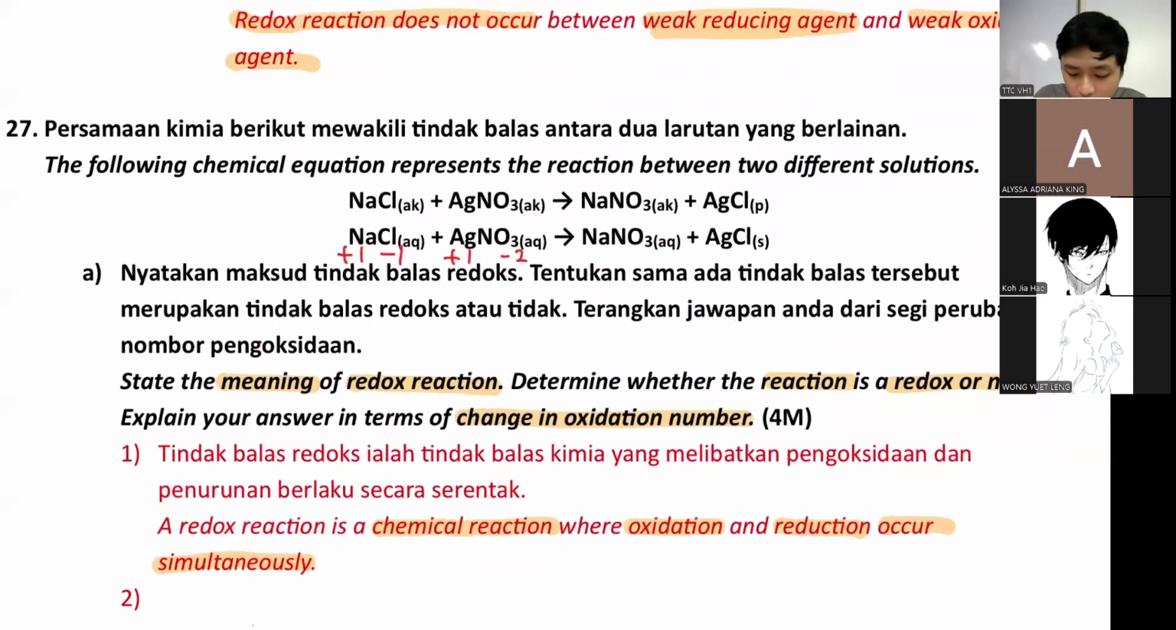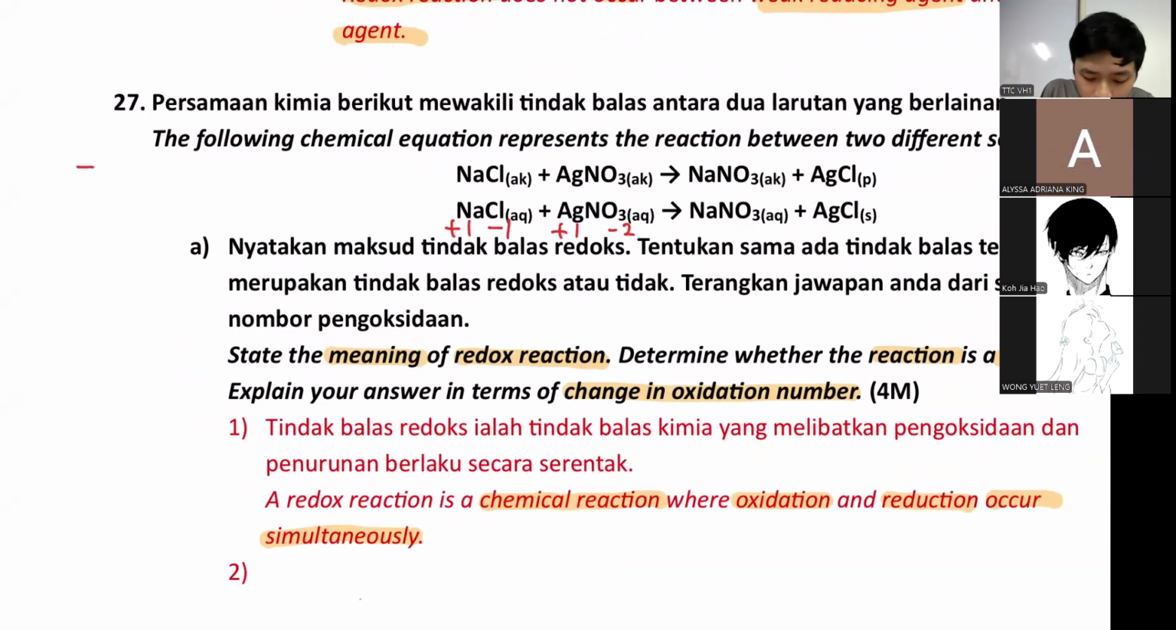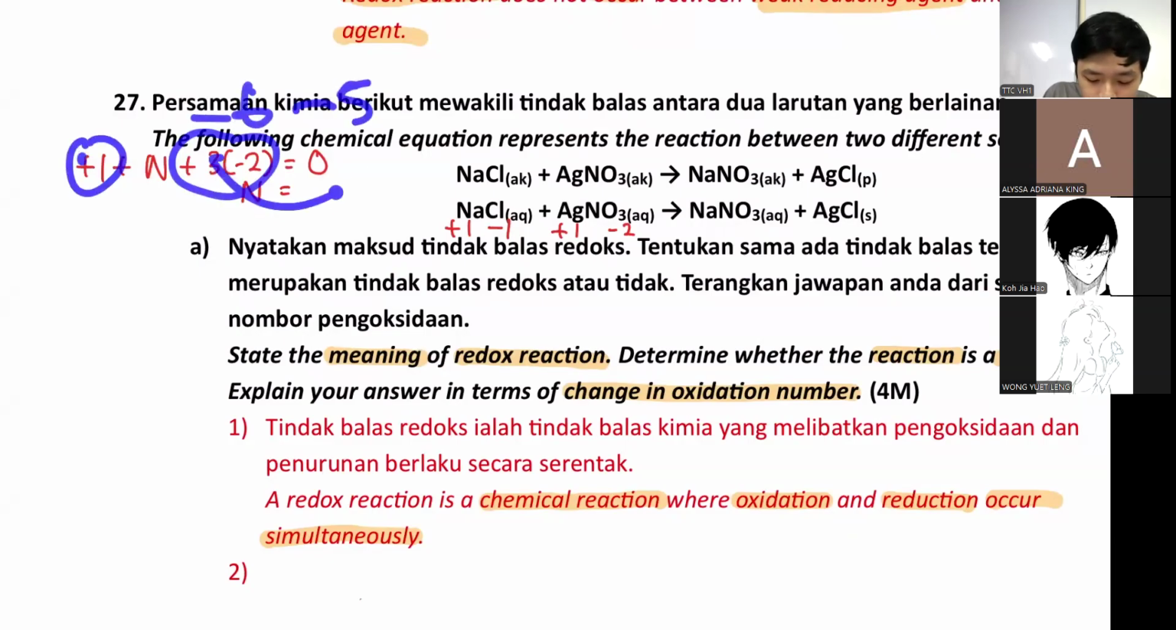You might ask what is N then? How to calculate? Ag is positive 1. The total added together is 0 because outside there is no charge. Plus N, plus you got 3 oxygen, so 3 times negative 2 equals negative 6. The whole thing added together is 0. Then N's oxidation number: you get negative 5, move to the other side, becomes positive 5. So you know N is positive 5.